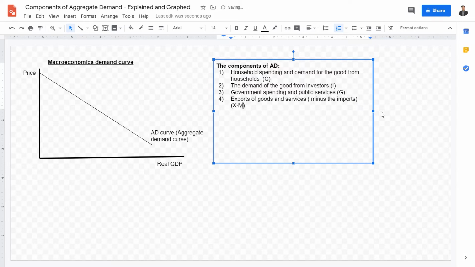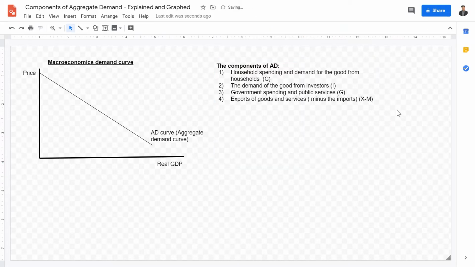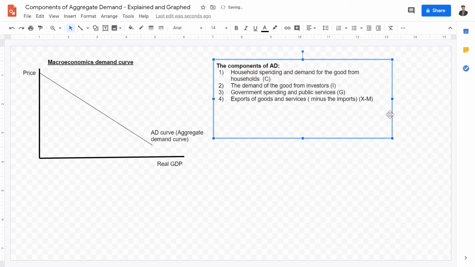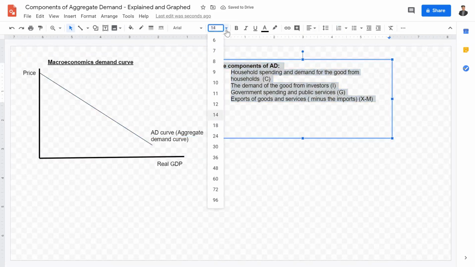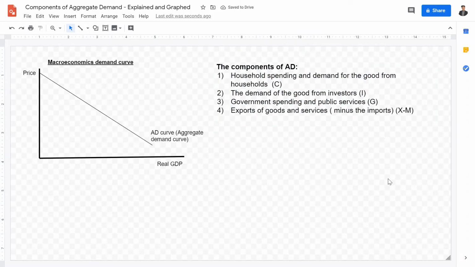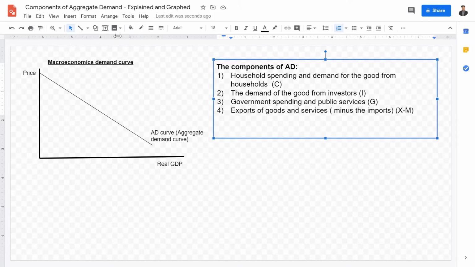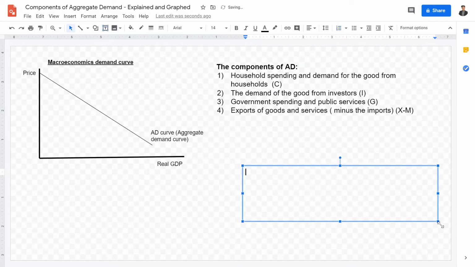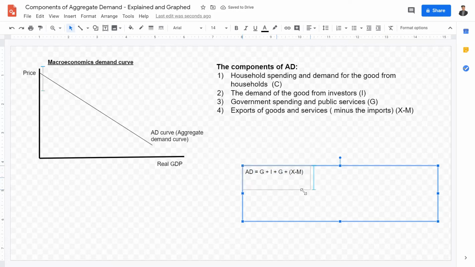These are the components of aggregate demand, which contribute to the total demand for a good experienced within the economy, and these are very similar to GDP. Remember how GDP is calculated: household spending, government spending, investment spending, exports minus imports. So the AD curve is really similar to that. If I were to condense it into one single formula, it would be AD equals C plus I plus G plus X minus M. That is the formula you want to use in order to calculate aggregate demand.